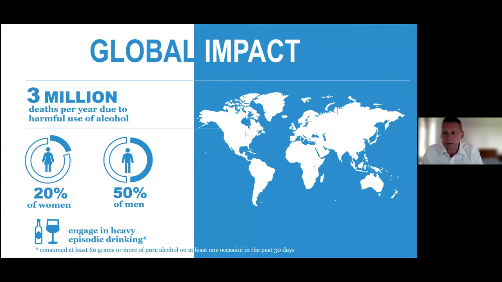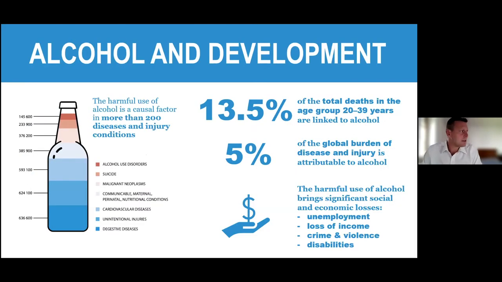Everyone here is really acutely aware, I think, of the health impact of alcohol consumption. The old numbers that the WHO has, which I think are about to be updated, are 3 million deaths per year attributable to alcohol use, with heavy episodic drinking practiced by a fifth of women and half of men. The graphic here, I forget who I borrowed it from, but I think it was someone on here, shows just really how widespread the primary causes of death attributable to alcohol are.